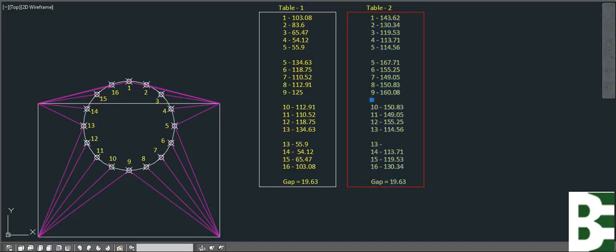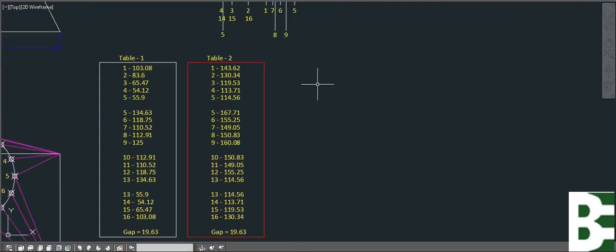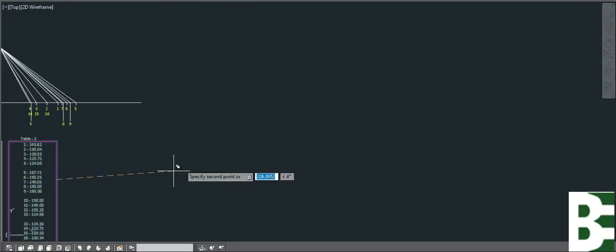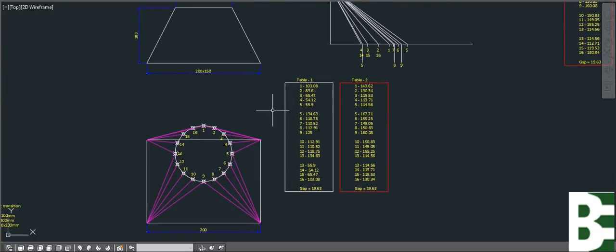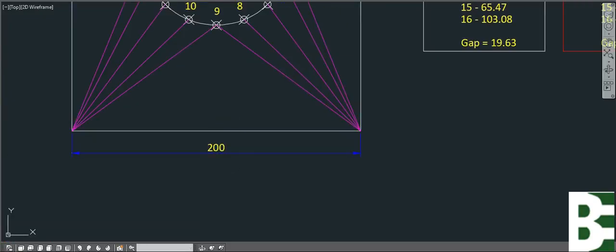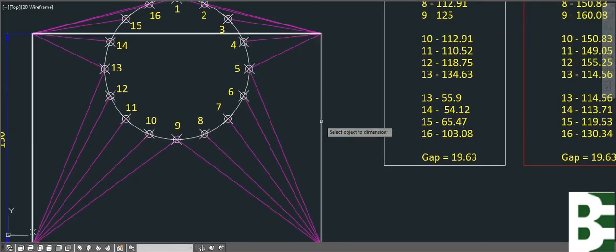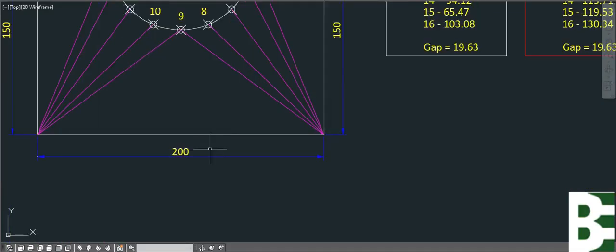Mistakenly I have copied the wrong dimension here, but you can copy the right one, the second number 5, 167.21. This is my table number 2. Now I have complete table to fabricate the segment. Now you can see 150, 150, 200 and 200. This is my rectangular.